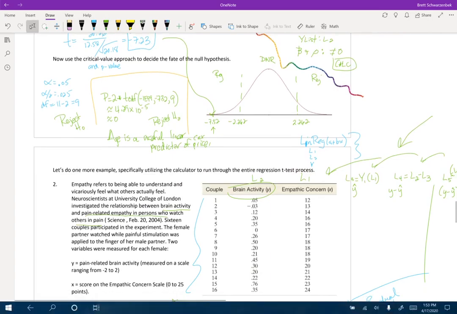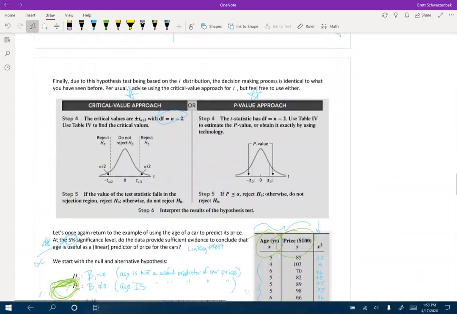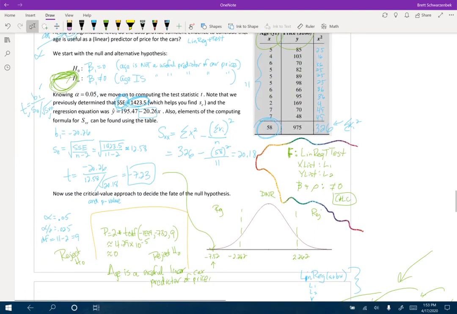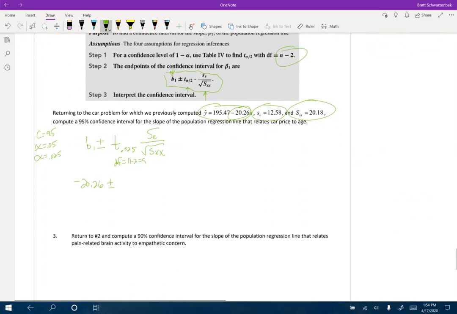We already found that. And where did we find that? I think we did it somewhere. Oh, yeah, right here. We found it to be 2.262, so that's going to be the same number. We're going to multiply by 12.58 over the square root of 20.18.